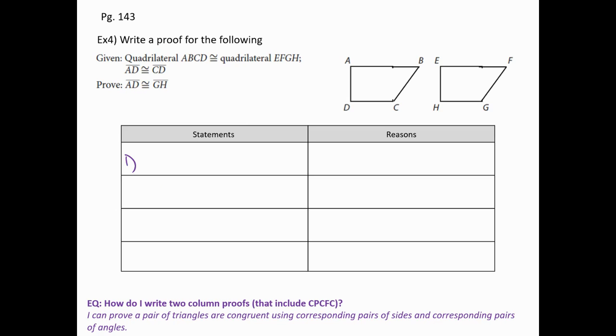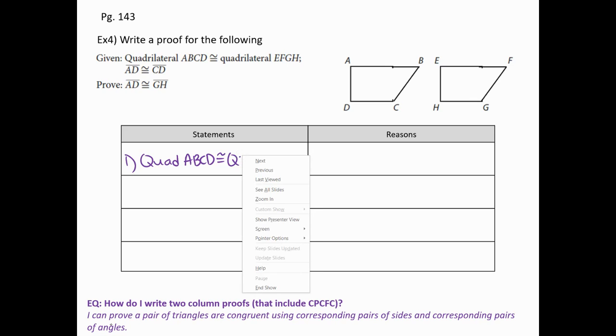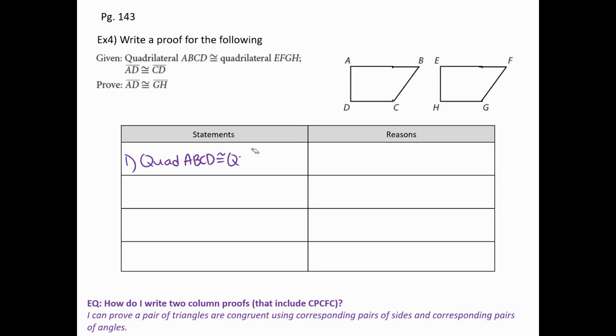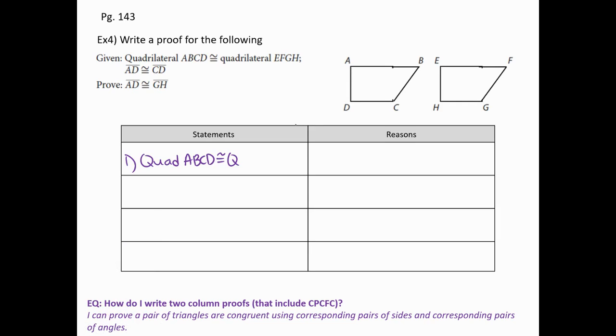All right, this one is our last one. Again, we're going to jump right into the given statement. So this one again has two parts, so I'm going to split that into two statements. So I have quadrilateral ABCD is congruent to quadrilateral EFGH. Okay, so that is my, again, given. Always start with the given.